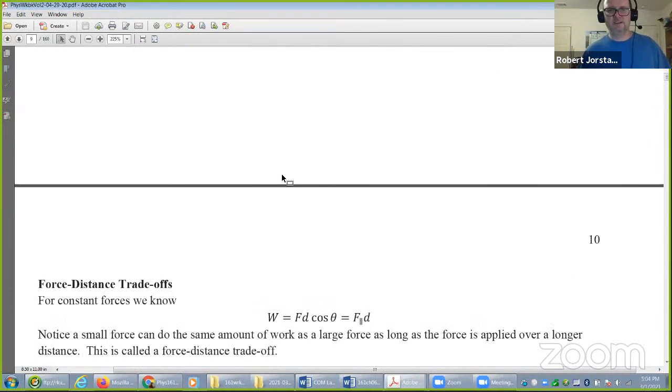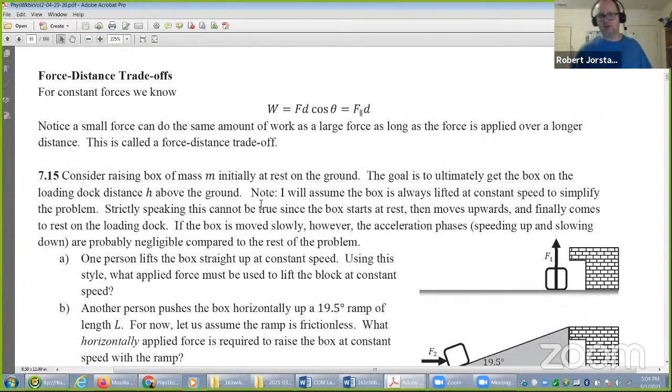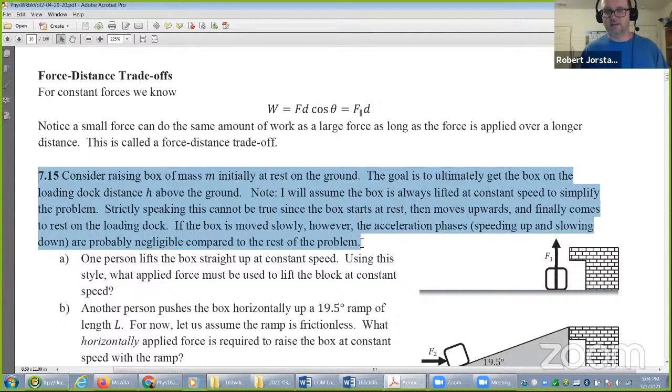All right. So now, force-distance trade-offs. I want to talk a little bit about this, and then we'll be pretty much done with this chapter. All right, we're going to start. We better read this carefully. There's a lot of subtleties in this one.